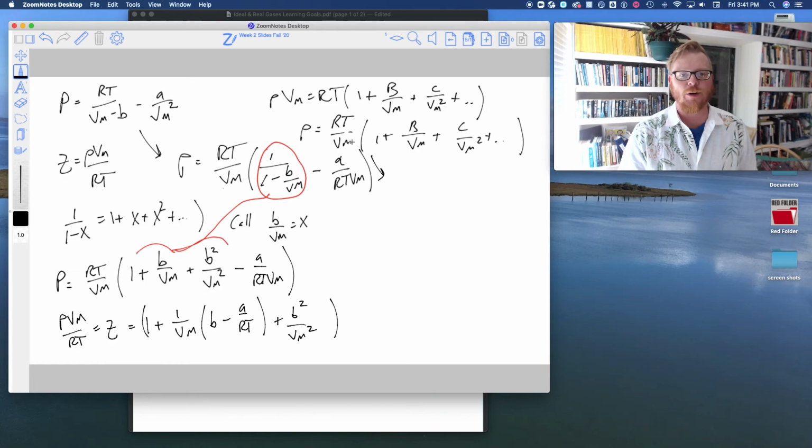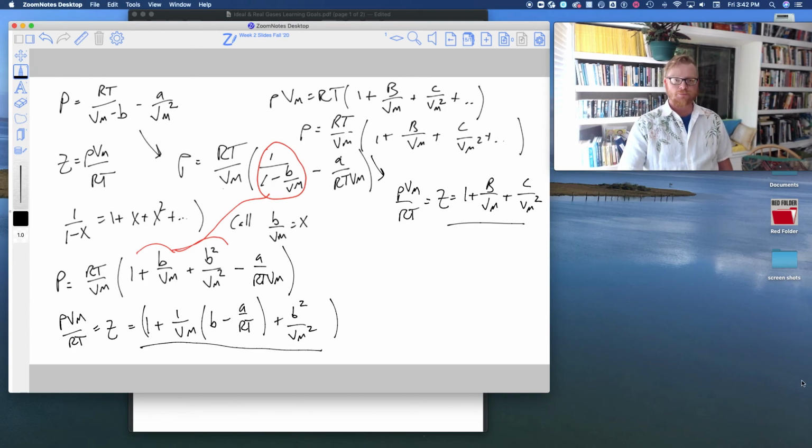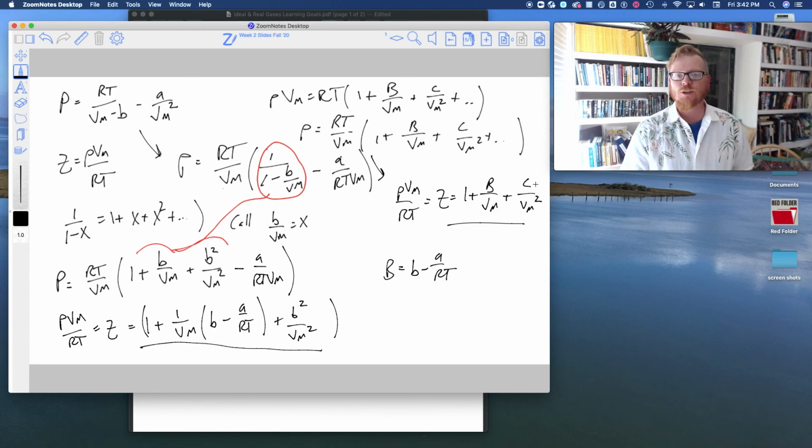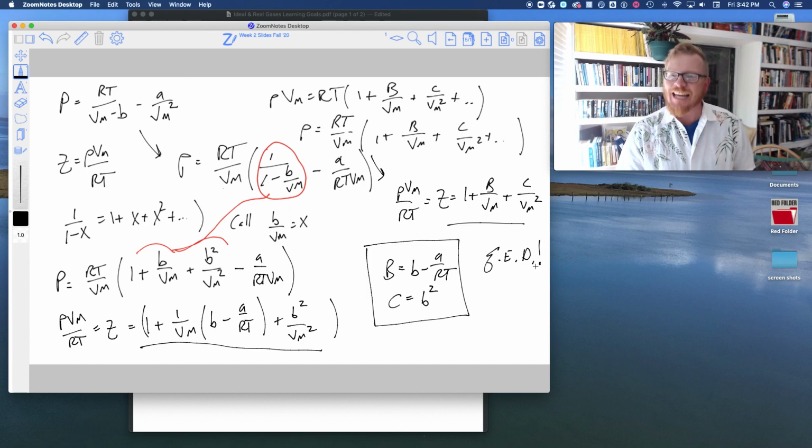Look, I can rearrange this thing over here and do the same thing, right? Where I can say PVm over RT, and we know all of that equals Z, just equals 1 plus B over Vm plus C over Vm squared. And look, compare this to this. You guys see it? Look, my 1 over Vm term, there's my B. So that means capital B has to equal little b minus a over RT. Also, that means C right here has to be b squared. Fantastico. There it is, right? QED.